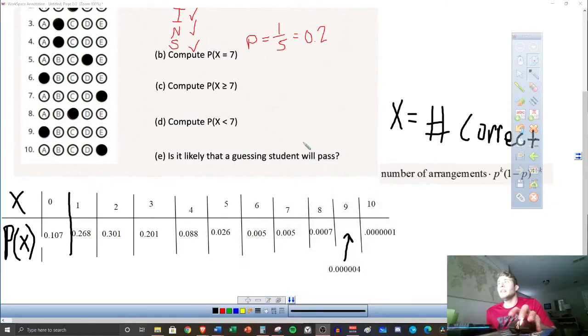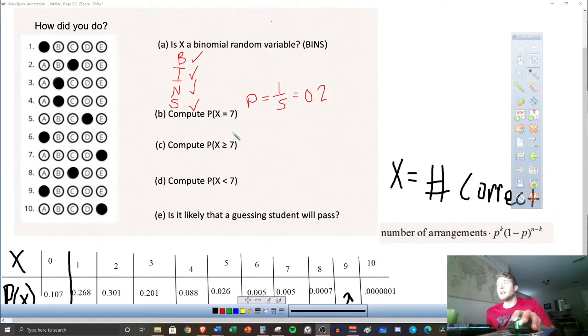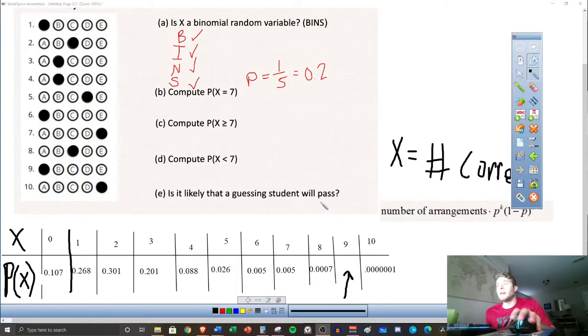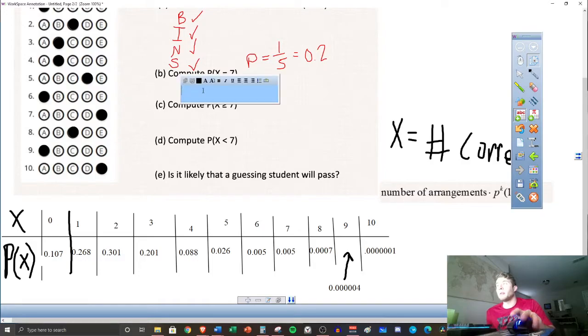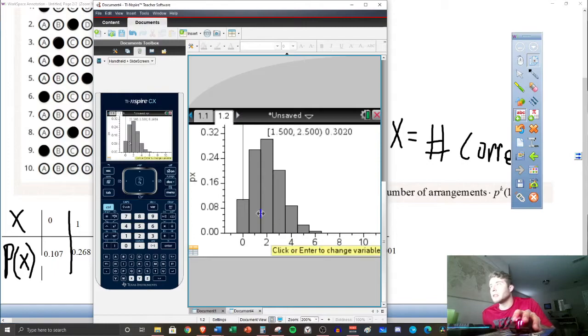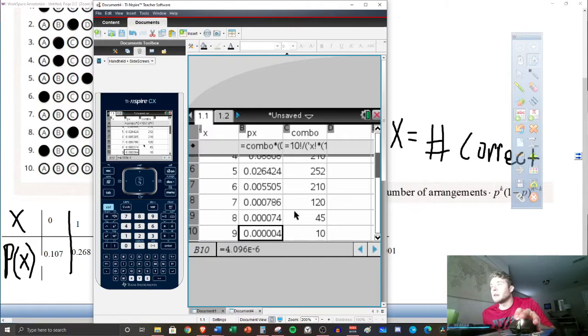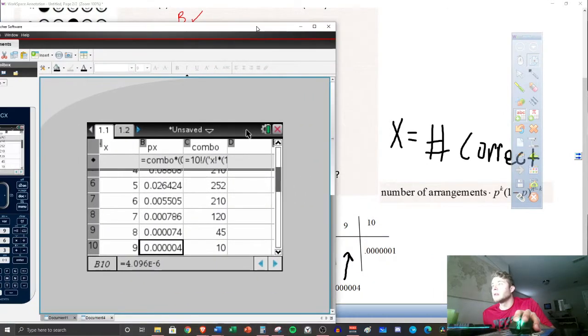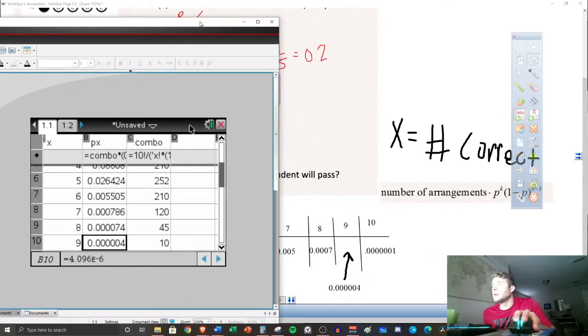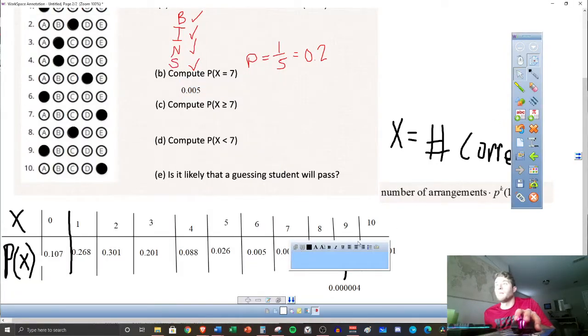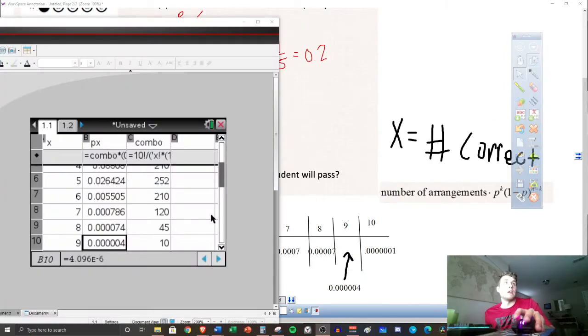So let's answer these questions. What is the probability of getting exactly 7 correct? Well, we've answered that. So this is the probability you pass, 0.005. Did I do that wrong? Hold on. Let's get back over here. 7, because that's the same as, oh, I did do it wrong. I got these mixed up. Okay, hold on. So 0.007 goes here. I'll fix these real quick. All right, those should be fixed now.